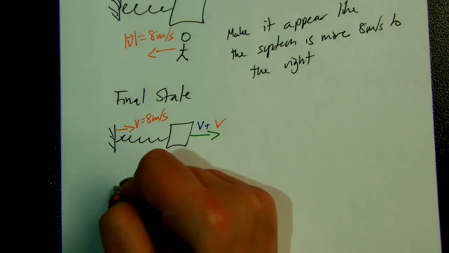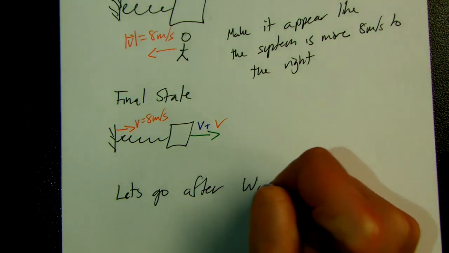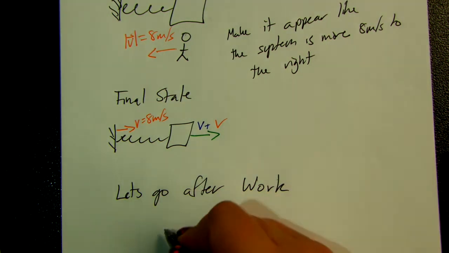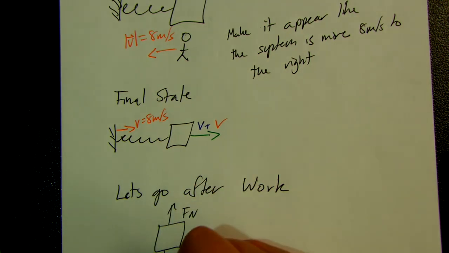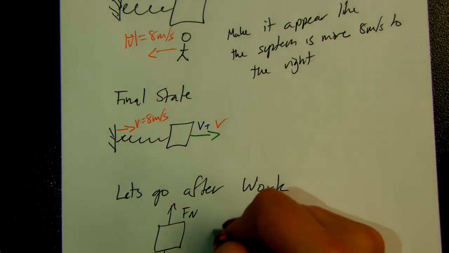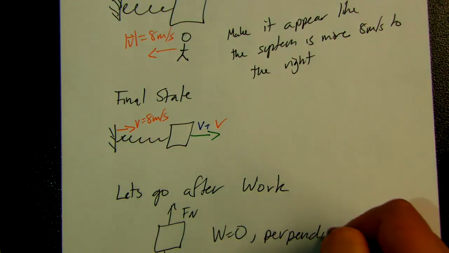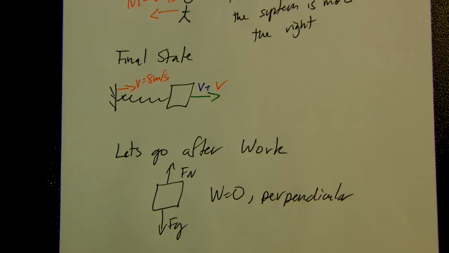All right, so once again, let's go after work. We already know the system, the surroundings, the initial and the final state. We'll start with the easy stuff. So once again, we have the normal force and we have the force of gravity. Work for these is 0. They're still perpendicular. Let's eliminate the easy ones first, right? Now we need to go after the wall.